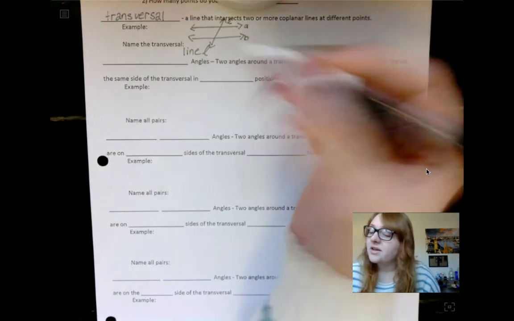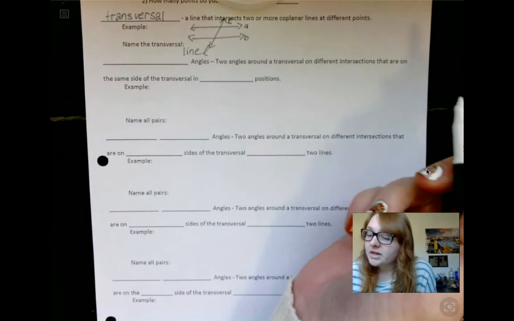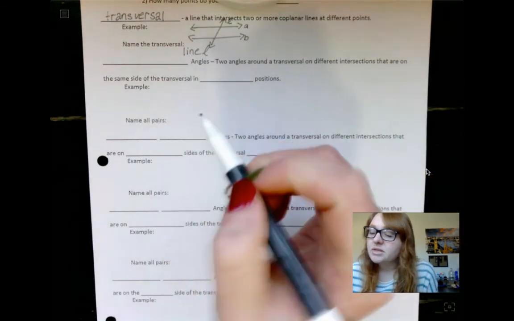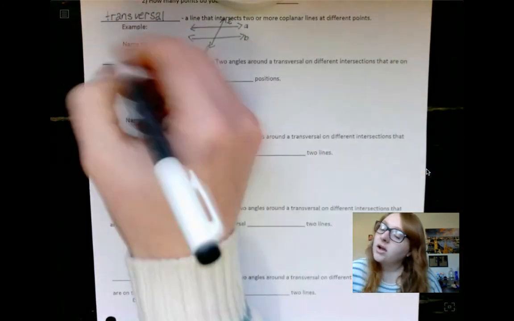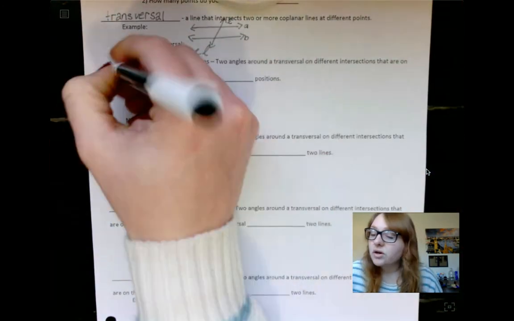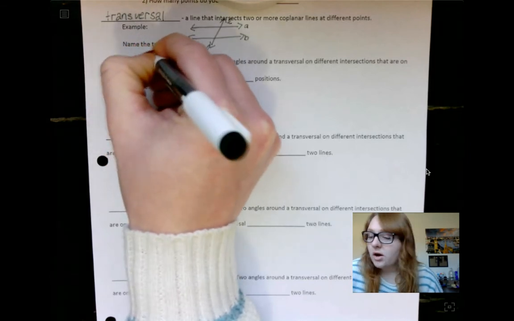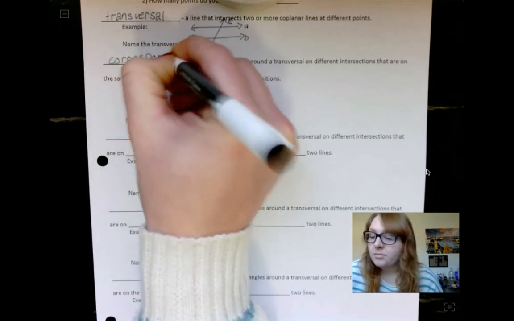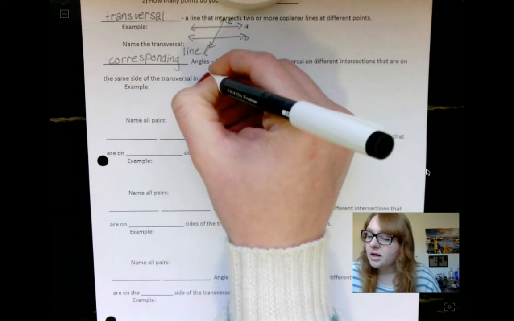Our next definition says two angles around the transversal on different intersections that are the same side of the transversal in corresponding positions. Okay, so these are corresponding angles. Okay, corresponding angles are on corresponding positions on the transversal line.